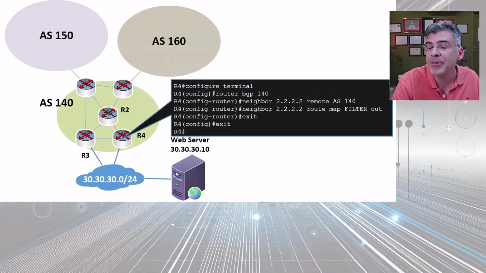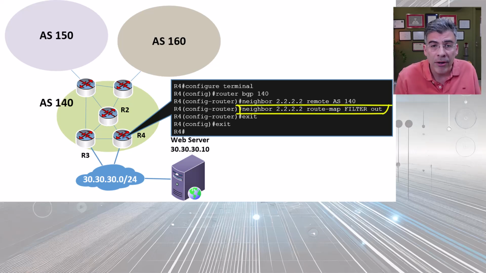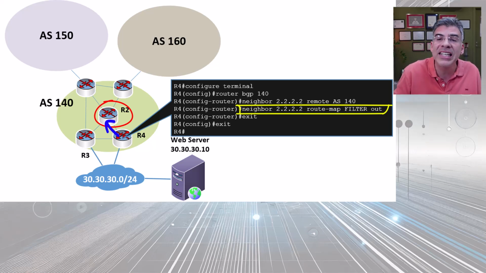Now, how are route maps applied? Well, take a look at this topology here. In this example, we have a route map called filter configured on R4. And this route map is applied in an outgoing direction to its neighbor 2.2.2.2, which is router R2. The result of this configuration is that any BGP updates sent from R4 to R2, that is, in an outbound direction, will have the policies of the filter route map applied to those BGP updates.